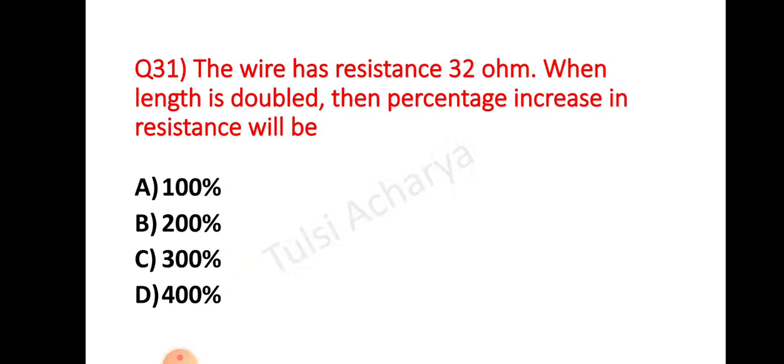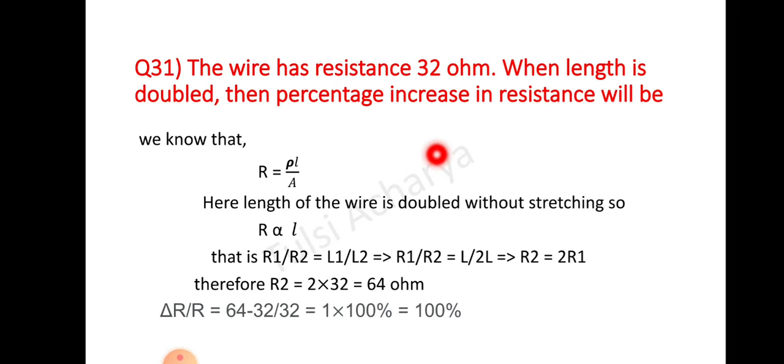Now let's move to question number 31. The wire has resistance 32 ohm. When the length is doubled, the percentage increase in resistance will be? In this case, just the length is doubled. The wire is not stretched or elongated, so the area will remain constant. We know that R is equal to rho L by A. Rho is resistivity, which is always constant. In this case, area is constant.